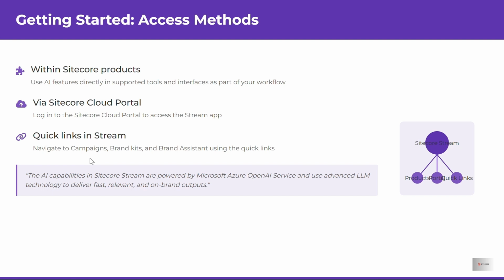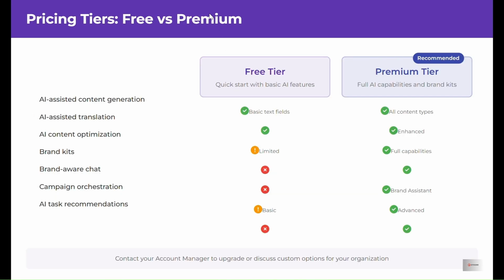Again, that is a point which will come up, like what features you get based on pricing or free tier. So you will see these options in the top menu, like campaigns, brand kit, or brand assistant. These options will be available based on your access level, and then you leverage them within your Sitecore products.